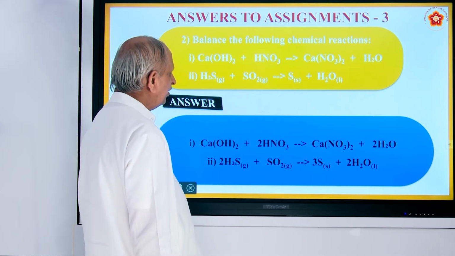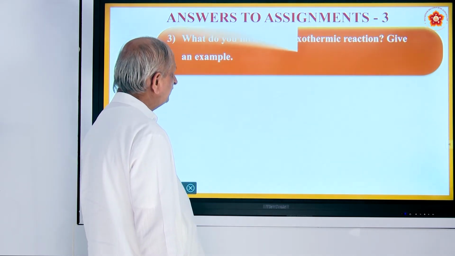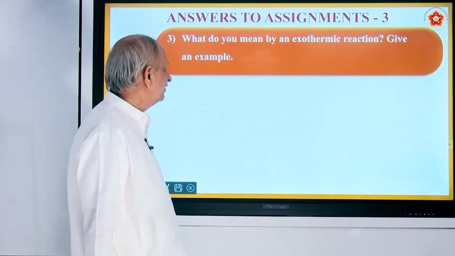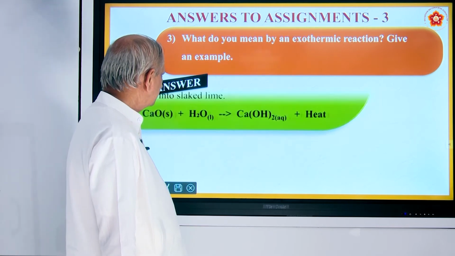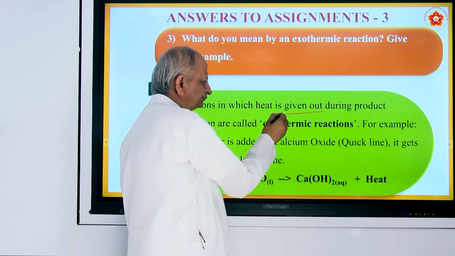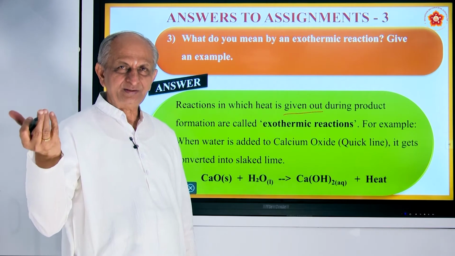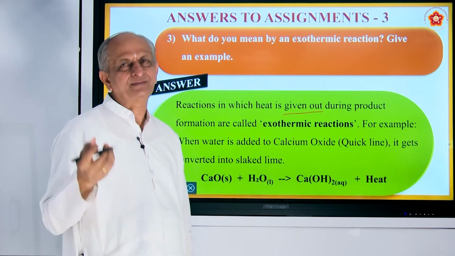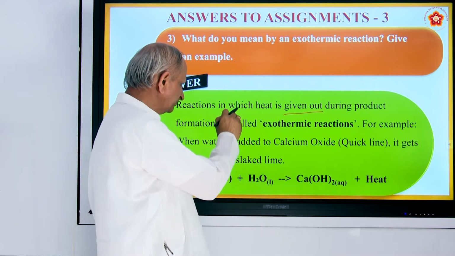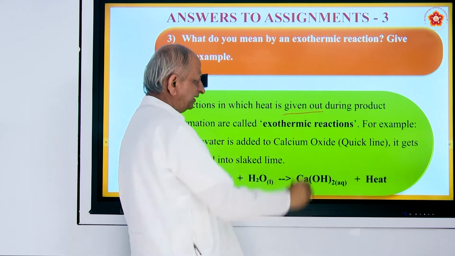Okay. So that is the homework given in the previous class. And the last question is, what do you mean by exothermic reaction? Give an example. So the answer is: reactions in which heat is given out. And then you may ask, what about the reaction in which heat is taken in? That is endothermic reaction. This is exothermic reaction. Heat given out during product formation is called exothermic reaction.